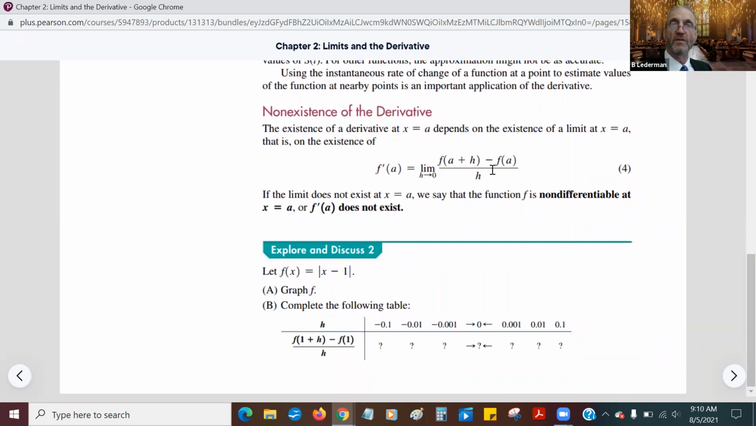Let's talk about when things go wrong, because that happens too. Sometimes you do the derivative and find it doesn't exist, and then the function is non-differentiable. It might be non-differentiable at just one point, or entirely. If the derivative doesn't work out, it's not differentiable.